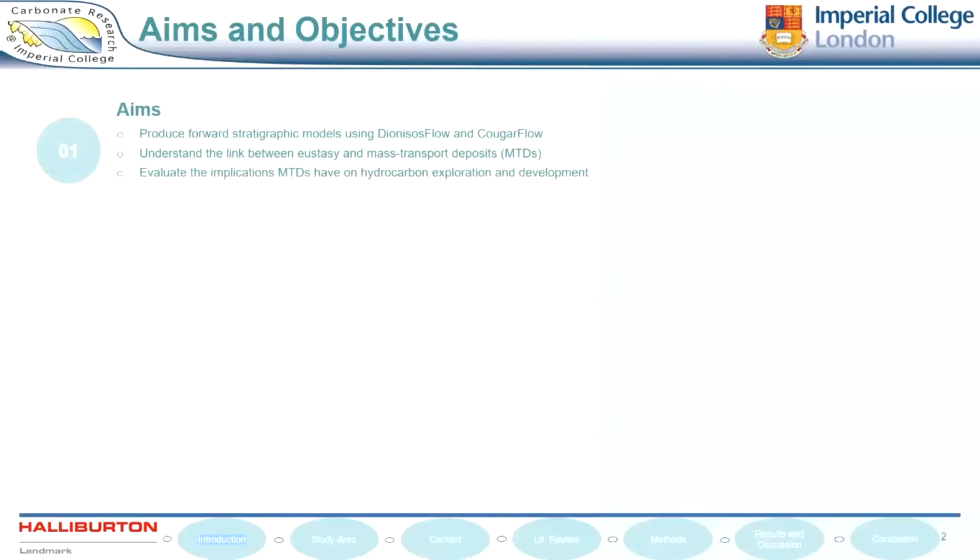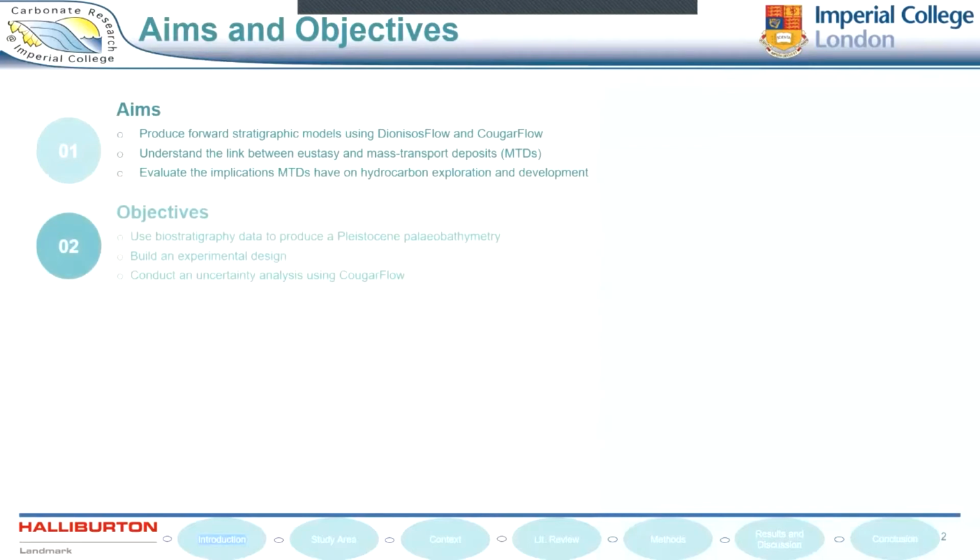So what are the aims of this project? They are to produce forward stratigraphic models using Davies flow and Cougar flow in order to understand the links between sea level and mass transport deposits, and therefore evaluate the implications MTDs have on hydrocarbon exploration and development.